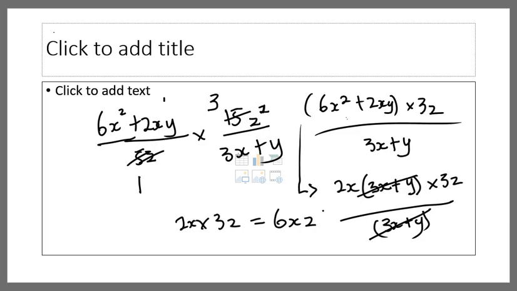6xz. Let me take it again. In a situation like this, you do your cancellation first. After doing your cancellation, you get 6x squared plus 2xy times 3z all on 3x plus y. Then you factorize the numerator using the common method. When you factorize the numerator, realize that the one in the brackets and the denominator are the same, so they can cancel out. Once they cancel out, the 2x will multiply the 3z to get your 6xz.